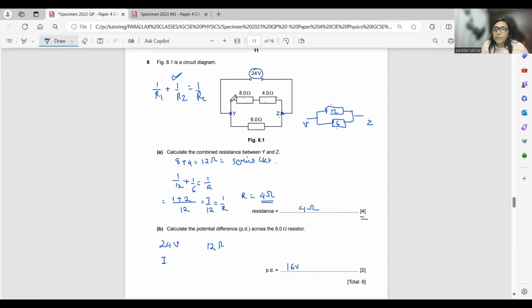So what is the current flowing through this arm of the circuit? How do we do that? Using Ohm's law, you can calculate this. IR is equal to V. So I would be 24 by 12, which is 2 amperes, will be flowing through 8 ohm as well as 4 ohm. If 2 amperes is flowing through each of 8 ohm and 4 ohm, then you again use Ohm's law, which is 2 into 8 will be your potential difference across the 8 ohm. That will be 16 volts in this case. I hope this made sense.